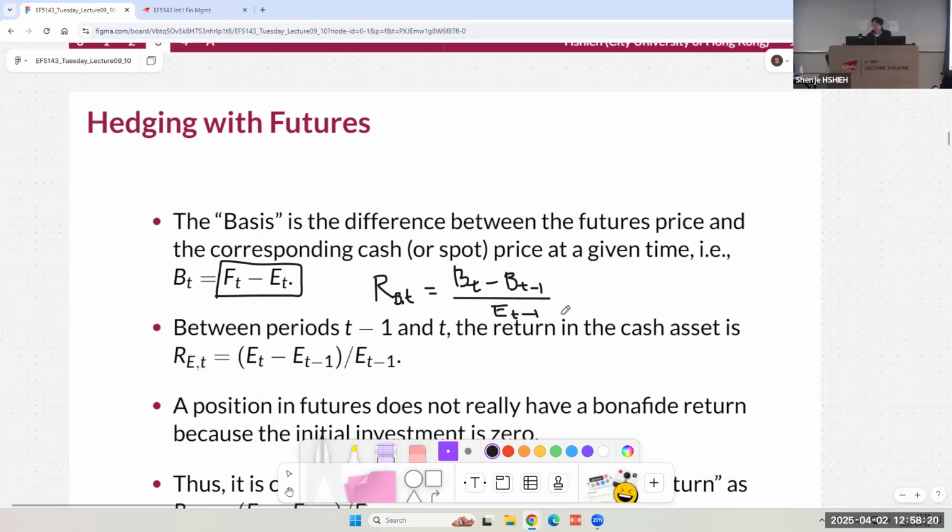All right, so just remember this. I put a star here, right? The basis return is scaled by E, not by B. All right, for returns on the underlying asset, it's simple, right? It's just the current price minus previous price divided by previous price, so percentage returns.